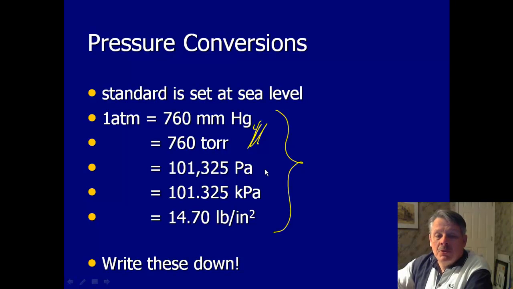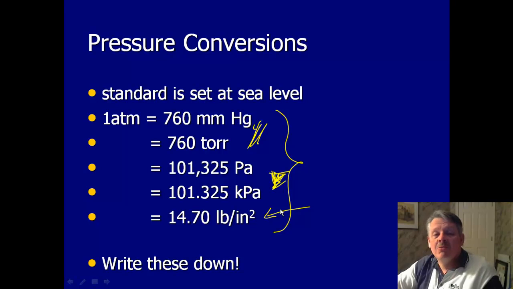1 atmosphere is 101,325 pascals, which if you divide by 1,000 are kilopascals, so these two are really closely related. And then the one that we tend to use a lot in America is 14.70 pounds per square inch. All of these are equal to 1 atmosphere of pressure, or the approximate average pressure at sea level. Now, of course, we live in Roanoke, Virginia, so our pressure tends to be a little bit less than this. If we lived on top of a mountain, it would be even less than that still. Okay.